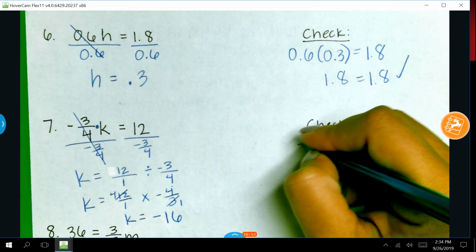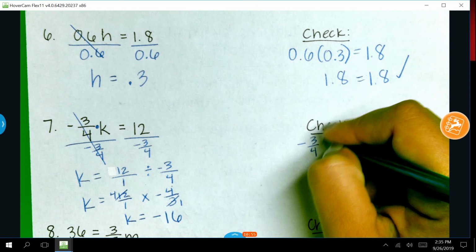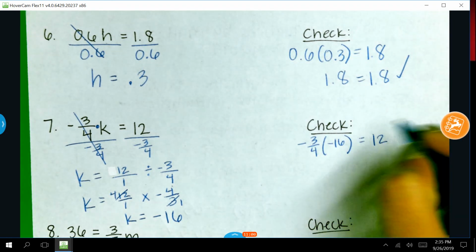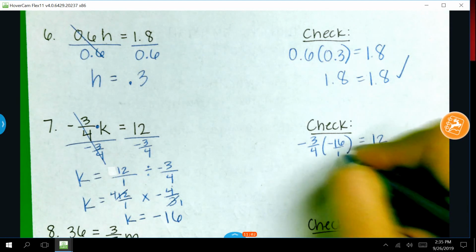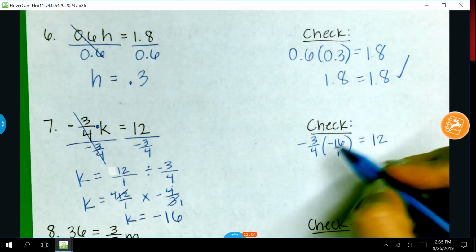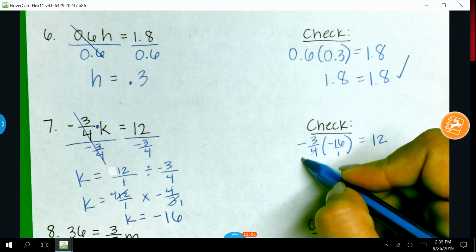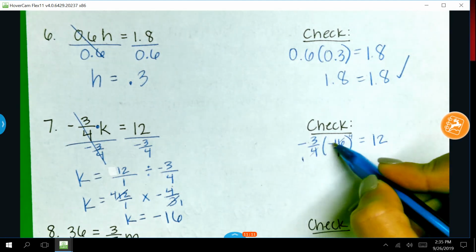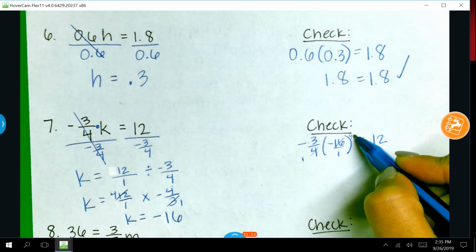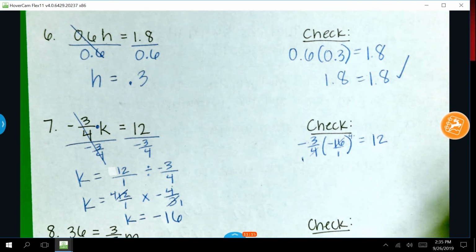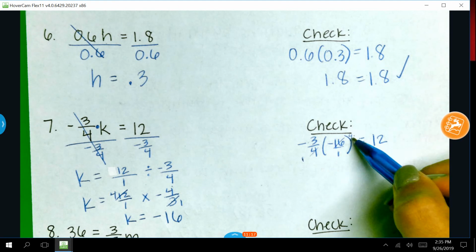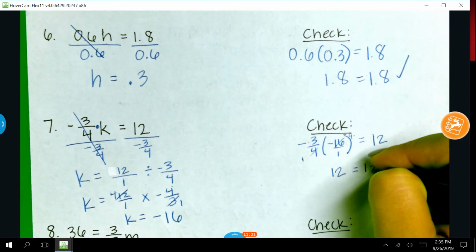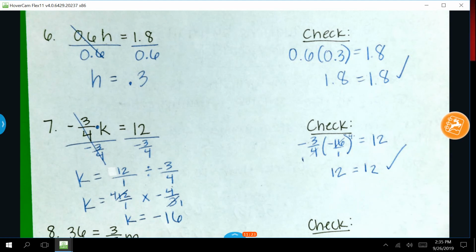If I'm checking, that means I have negative 3/4 times negative 16. Remember, that's like a 16 over 1. If I cross simplify, that 4 becomes a 1 and the 16 becomes a negative 4. So negative 3 times negative 4 leaves me with what? Positive 12. 12 over 1 or positive 12, yes. So it does check out.